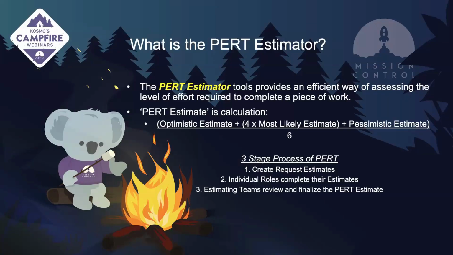Looking at our three-step process within the PERT process, first, we'll be able to create the estimates and request those estimates from your resources. Second, we'll create those individual roles and we'll be able to log those and complete those estimates as individual users. And lastly, as a team, we can review those estimates and finalize our PERT estimate for our actions and requirements. And this will automatically get updated to the actions themselves and whatnot, the tasks. So I won't stay too long on this page.